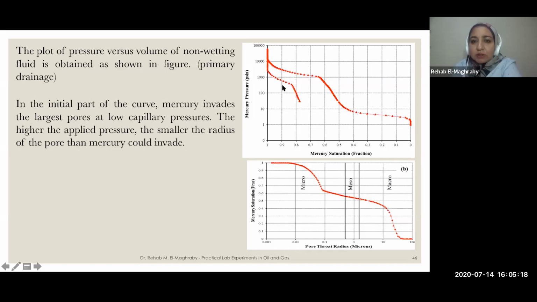Okay. And the other curve here is the imbibition. It is not complete, but it is imbibition. The imbibition for the mercury is just you desaturate the pores from the mercury in your system.